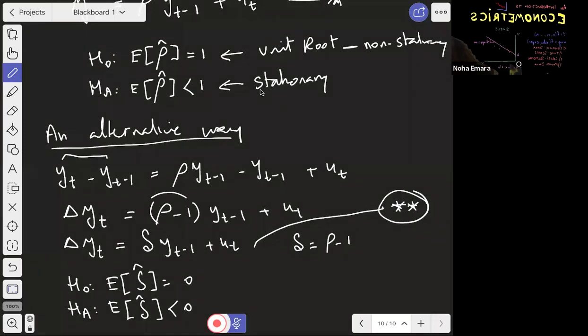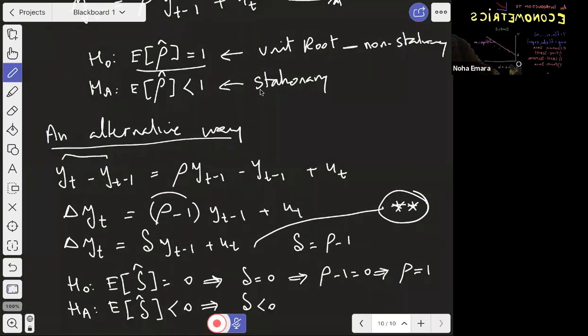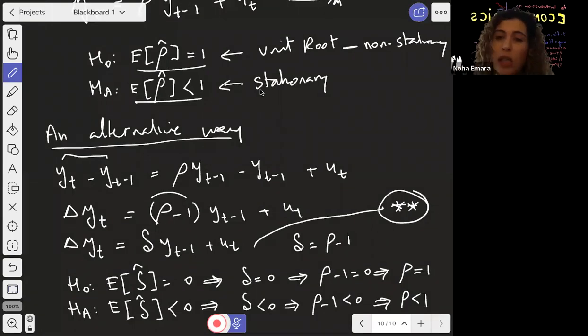I want you to think about this one as the same as star, because if delta is equal to 0, in other words, rho minus 1 is equal to 0, I'm just going back to the same null, which is rho equal to 1. The same here, right? This is just an alternative way of writing it. Delta less than 0 implies that rho minus 1 is less than 0, which implies that rho is less than 1. So I'm going back to the same null and alternative hypotheses. It's just an alternative way of writing it, making your null hypothesis in terms of 0 as we always do.